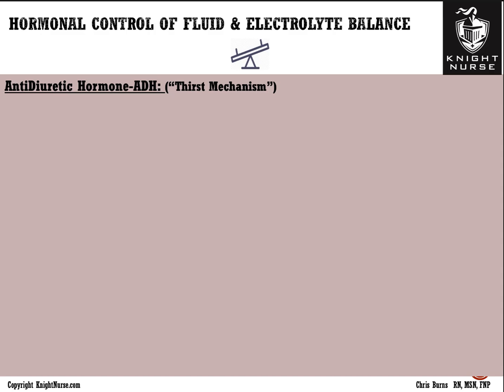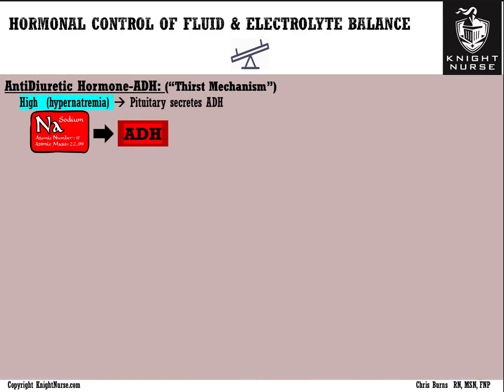Well, first, antidiuretic hormone, which is our thirst mechanism, comes from the brain. So when we have high sodium in the vascular compartment, remember you're drawing labs from the vascular pipes. So when I say hypernatremia, that's where I drew the labs, so the high sodium is in the vascular compartment. So when I have hypernatremia, high sodium, this causes the pituitary to secrete antidiuretic hormone.